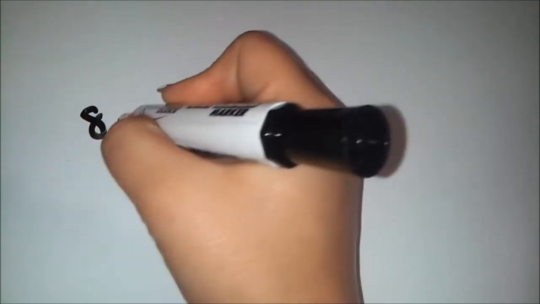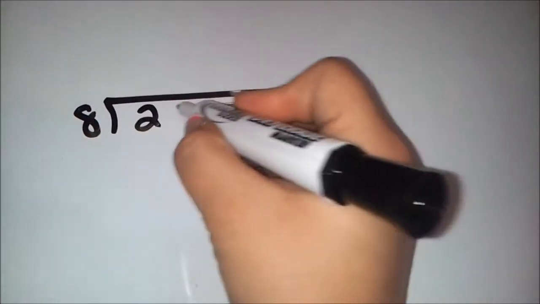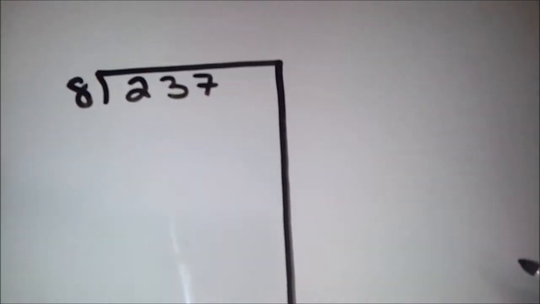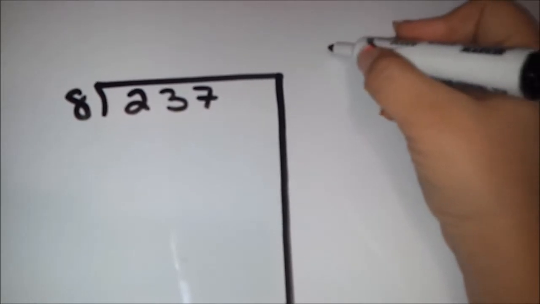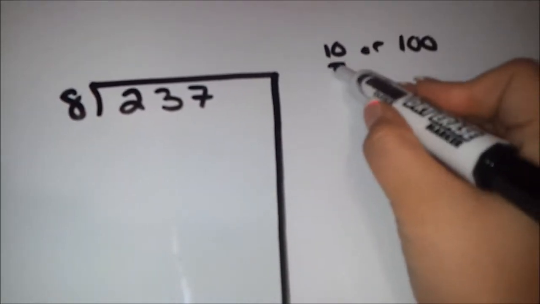Let's go ahead and write our problem out. We're going to have 8 rows, and we're going to divide that into 237 seeds. Let's write that in our box and go ahead and draw our line down the side. Now, we can't use 100. That's going to be too big. We're going to go ahead and use 10.